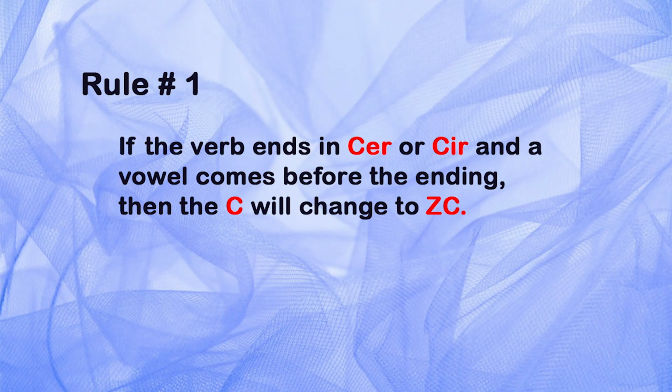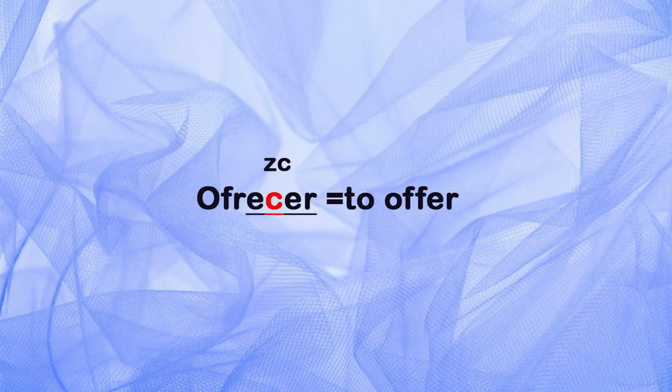Let's get started. Rule number 1. If the verb ends in CER or CIR, and a vowel comes before the ending, then the C will change to ZC. For example, ofrecer means to offer. Ofrecer ends in CER, and E, which is a vowel, comes before CER. This means the C will change to ZC.